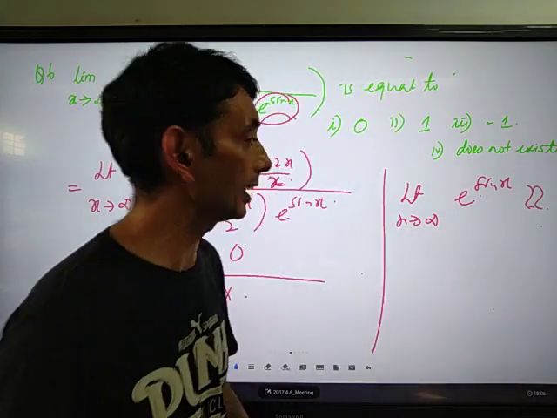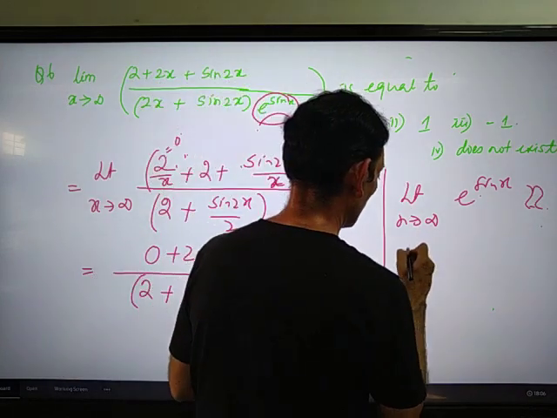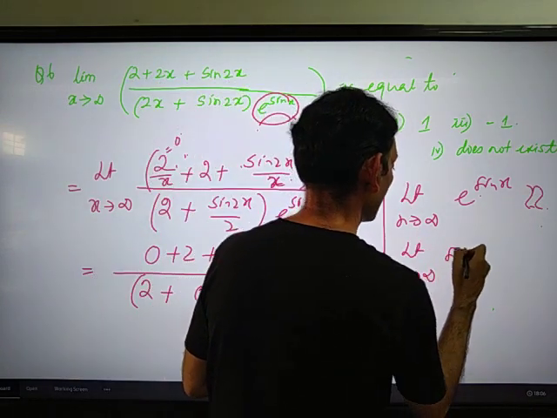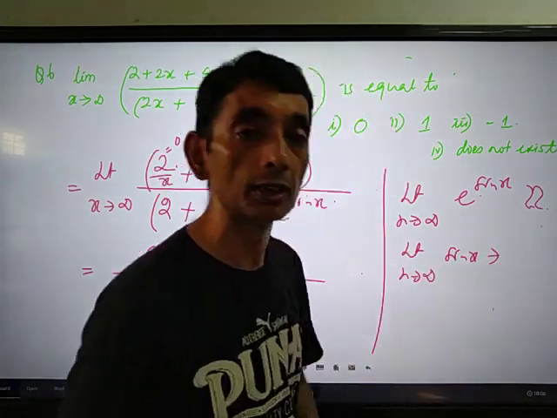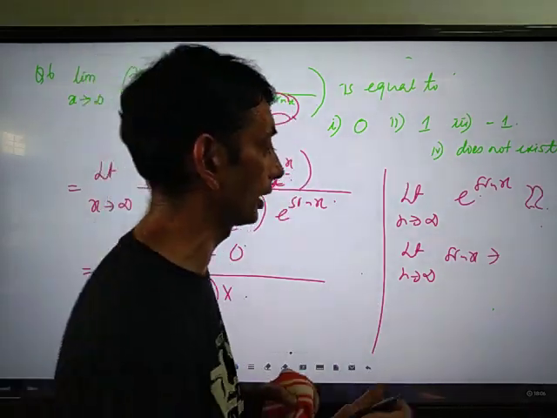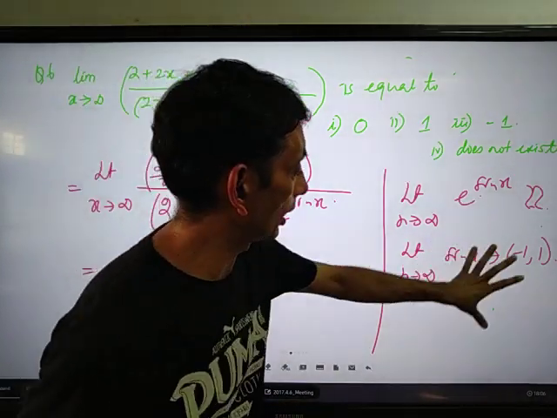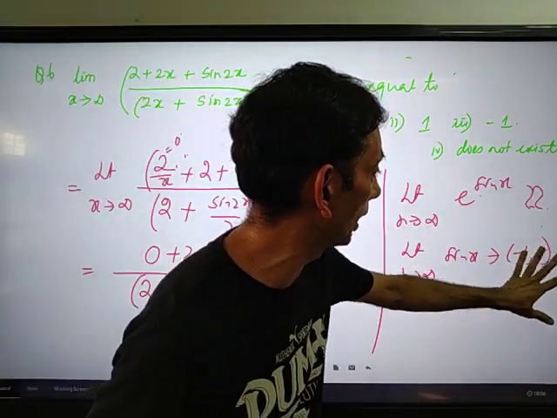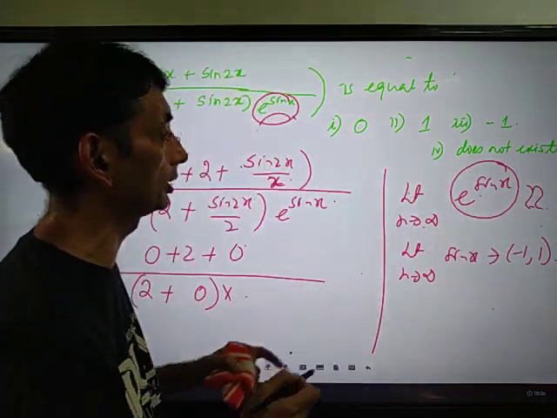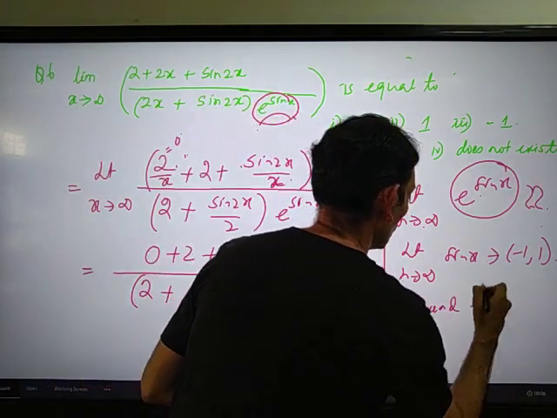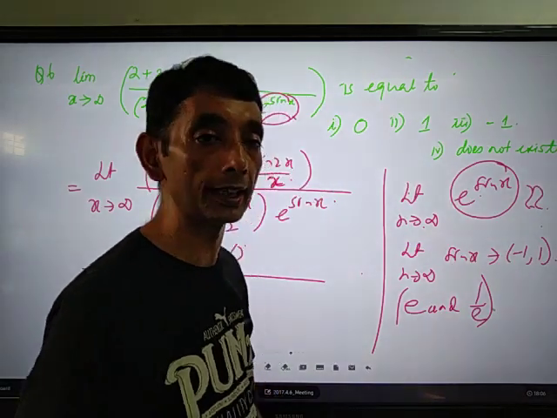Okay. Before that, let's see, for x tending to infinity, what is sine x? For limit x tending to infinity, sine x will not tend to a fixed limit. This value will fluctuate between -1 and 1. And since our values lie between -1 and 1, for limit x tending to infinity, e to the power sine x also lies between e and 1 by e. So e to the power sine x fluctuates between e and 1 by e.